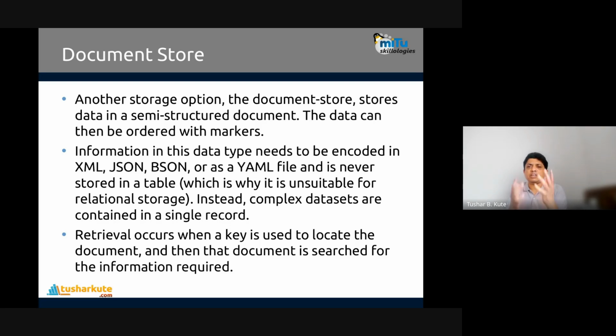And definitely, if you see this, I'll show that. If you've seen that, this data is not structured. There are various ways that we can use it over there. They are not so possible to store in a table, and this is why it's unsuitable for relational storage. Instead, complex data sets are contained in a single record. Means a document store can store these kinds of documents directly inside the database. They can use an XML document to store, a JSON document, a BSON document, or YML.